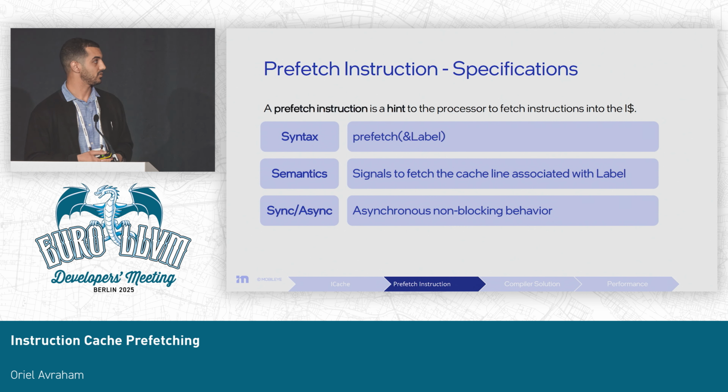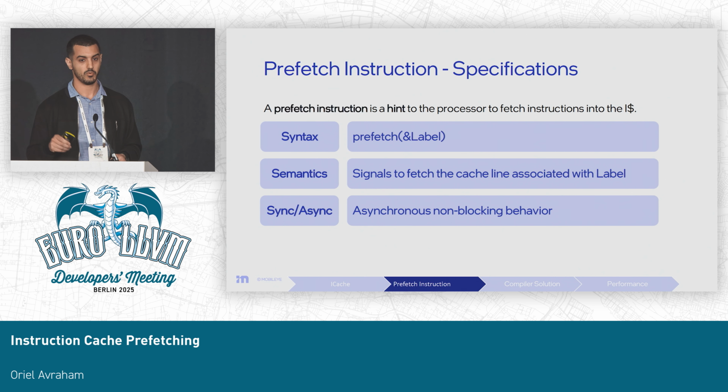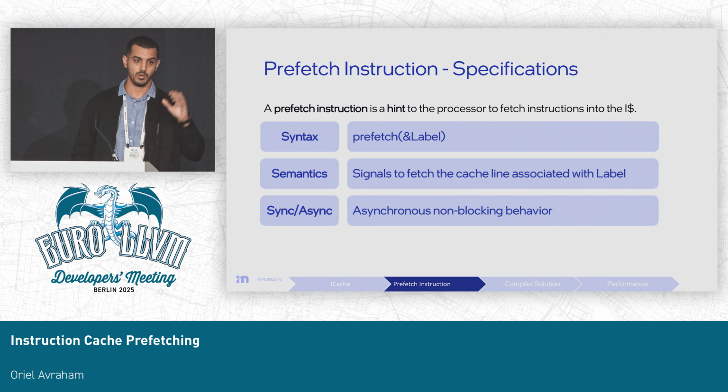When it comes to the semantics, what it does is signal to fetch the cache line associated with the label into the instruction cache. And the last thing we want from this instruction is that it must be a non-blocking instruction, because we want that once the CPU executes this instruction, it will immediately continue executing the next instruction, and meanwhile, in the background, the instruction cache will get updated. This is the source of the optimization, where we get the performance impact from.